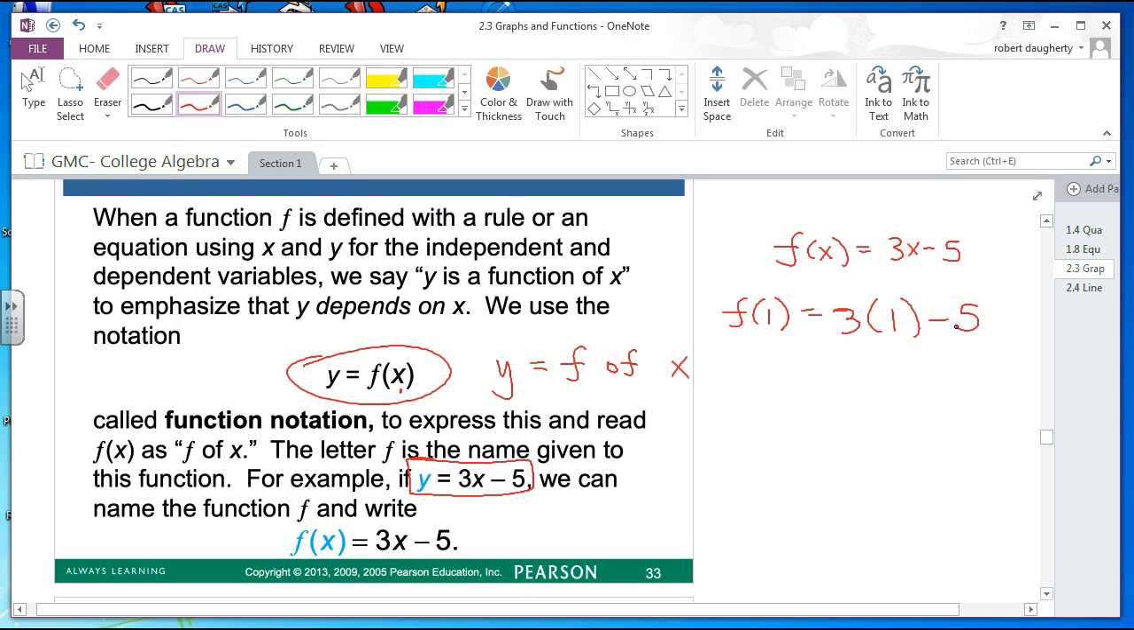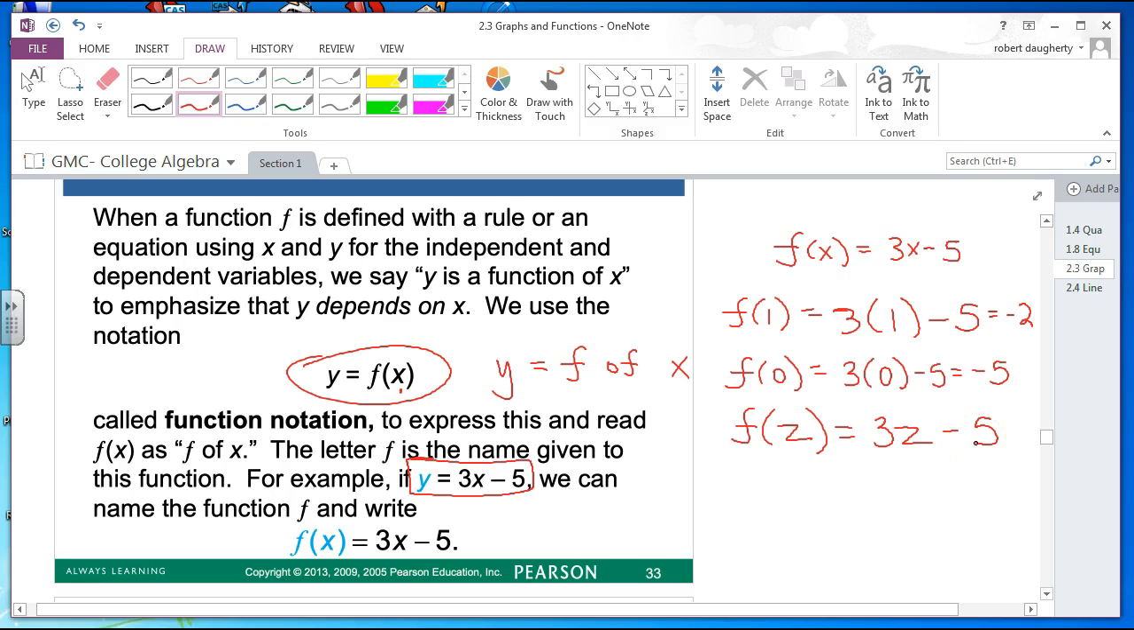So f of 1 is going to be 3 times 1 minus 5. That's 3 minus 5, which is negative 2. f of 0 is 3 times 0 minus 5, which is negative 5. f of z is 3z minus 5.